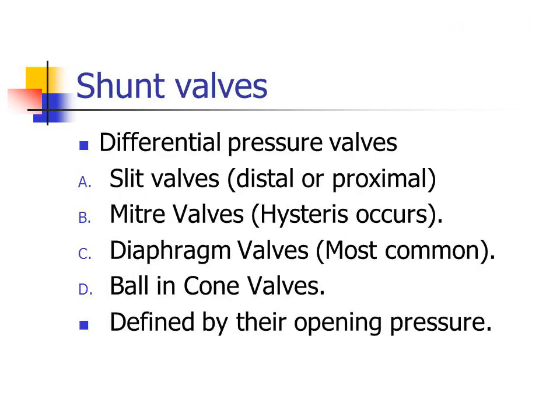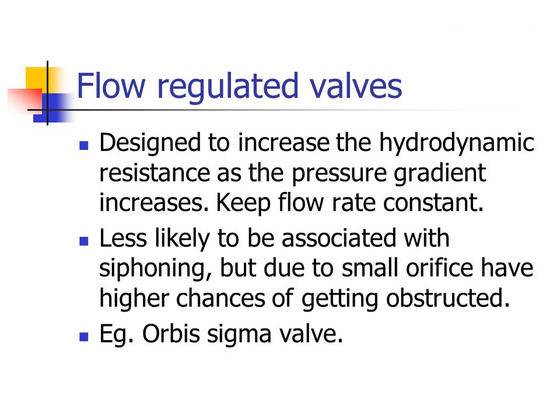Shunt valves. Differential pressure valves. Slit valves, distal or proximal. Mitre valves; hysteresis occurs. Diaphragm valves, most common. Ball and cone valves, defined by their opening pressure. Flow-regulated valves are designed to increase the hydrodynamic resistance as the pressure gradient increases. They keep flow rate constant and are less likely to be associated with siphoning, but due to the small orifice have higher chances of getting obstructed. E.g. the Orbis Sigma valve.